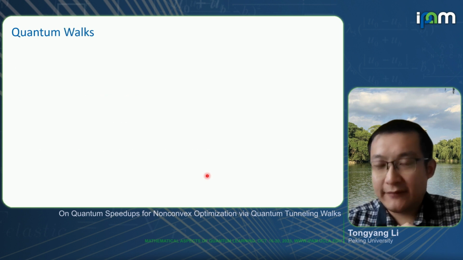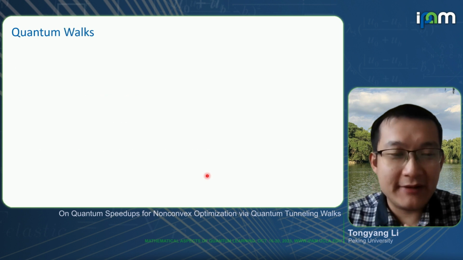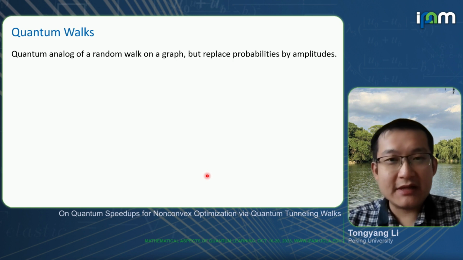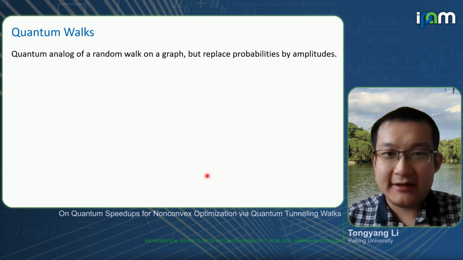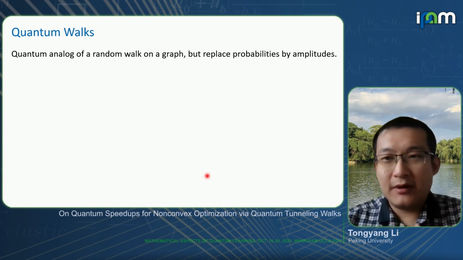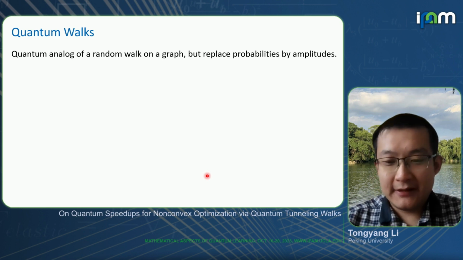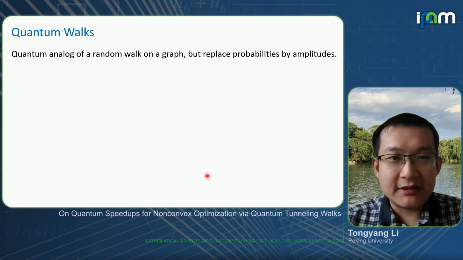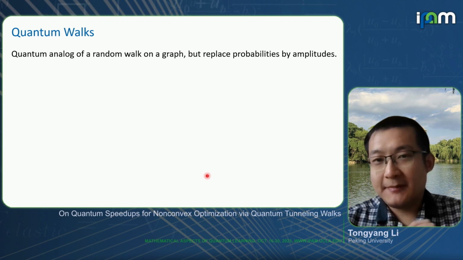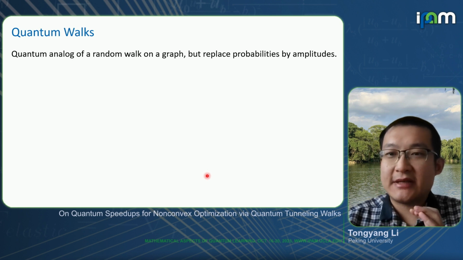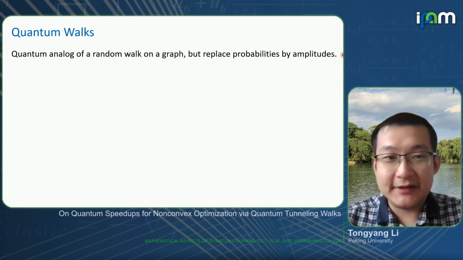Maybe some of the audience here are not totally familiar with the definition of quantum walk, so let me briefly explain its behavior. In general, we can talk about quantum walks on graphs, that is, discrete objects. This is a quantum analog of a classical random walk. The main point is that we replace classical probabilities by amplitudes.